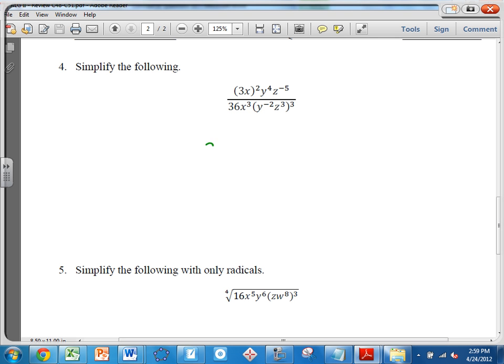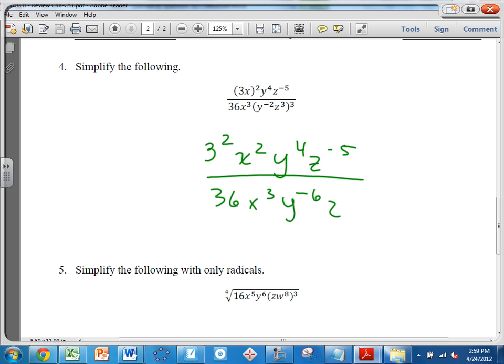9. Good, 3 squared. 9x squared. Bottom. 36. Then y negative 6 z 9. Again, so what do we do first? We take care of these outside exponents. We take care of them how? By distributing. We distribute them to each term, each factor that is inside of those parentheses sets.